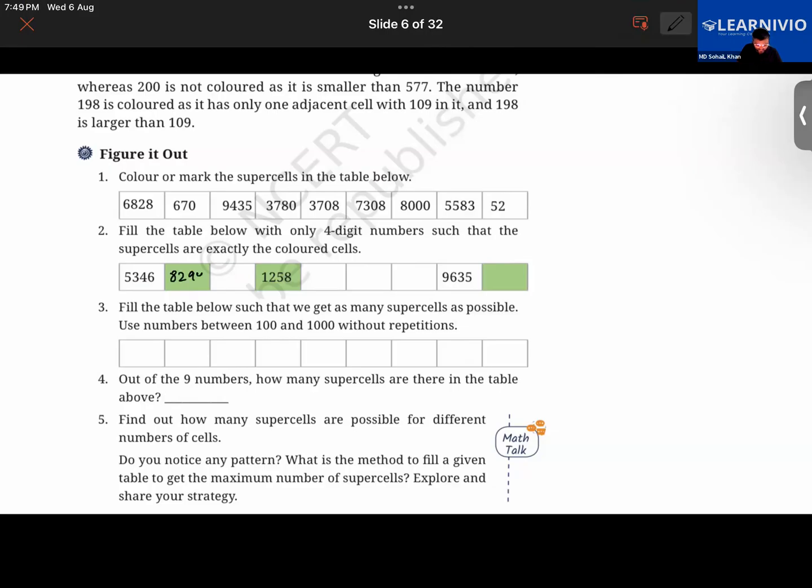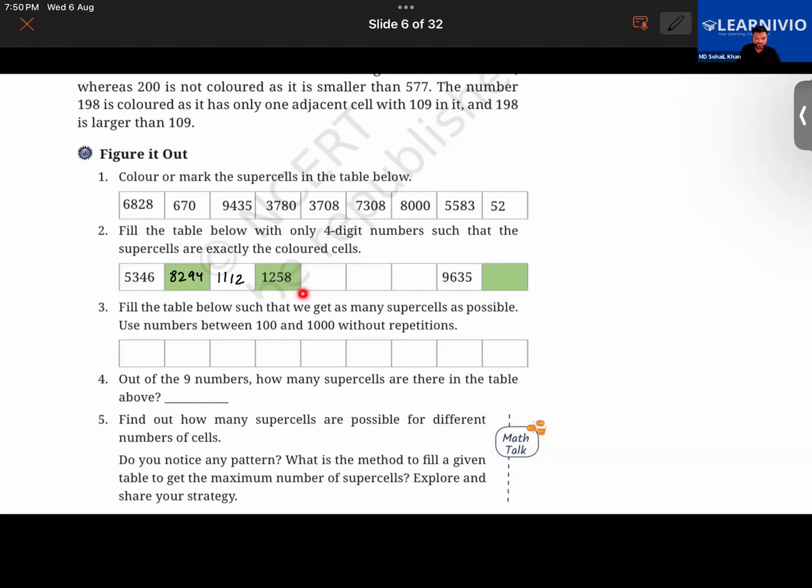8,294. Very good. But right next to 8,294, we should write a smaller number, less than both 8,294 and 1,258. So we must ensure that it's lesser than 1,258. So we can simply write like 1, 1, 1, and 2 like that. 11 and then 12, right? Yes.